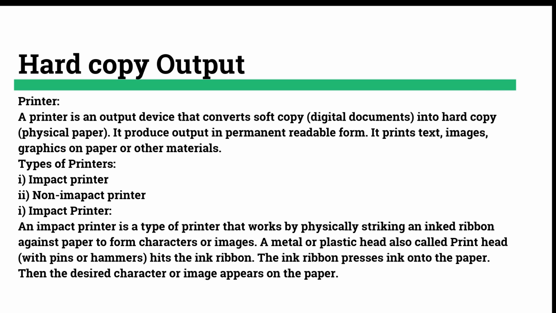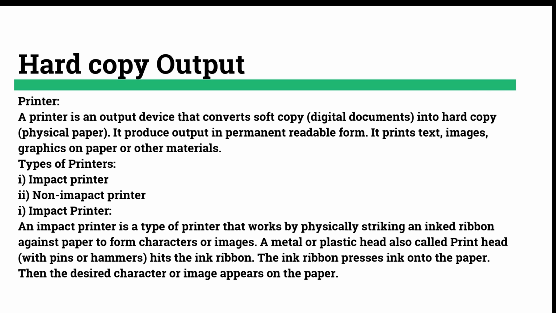Printer. A printer is an output device that converts soft copy, digital documents, into hard copy, physical paper. It produces output in permanent readable form. It prints text, images, graphics on paper or other materials. Types of printers. 1. Impact printer. 2. Non-impact printer. Now, I am going to discuss impact printers.